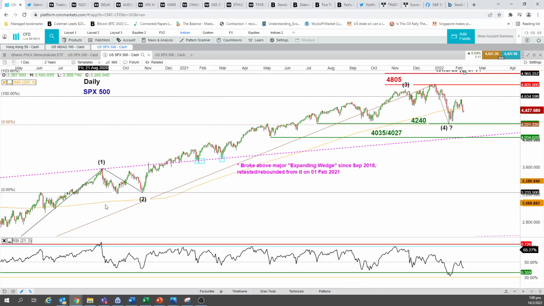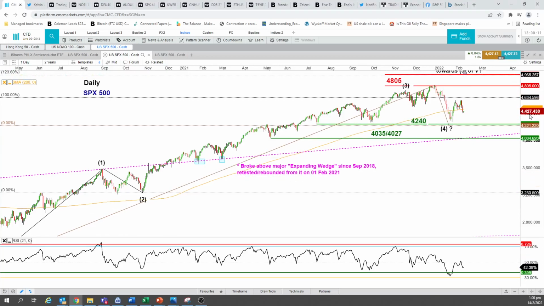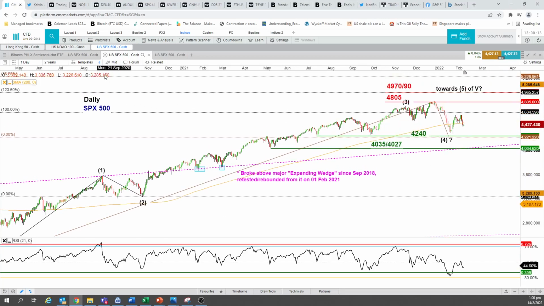So these are our next gen platforms. So let's start off with the daily index, the daily of the SPX first. So just a quick recall, this is my outlook.